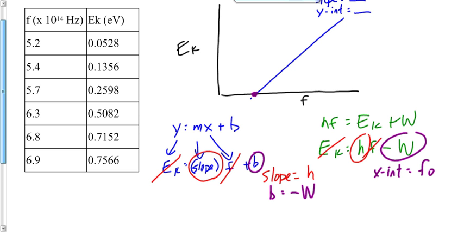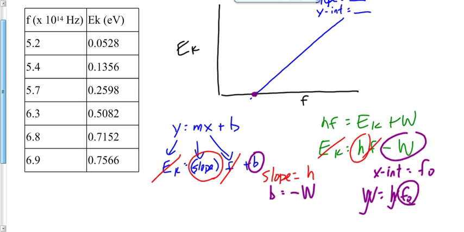If you don't catch that, then the other thing you can say is, well, look, we found W from the y-intercept. We found h from the slope. We can calculate the threshold frequency by saying it's the y-intercept over the slope. There's a couple of ways you can deal with the threshold frequency there.